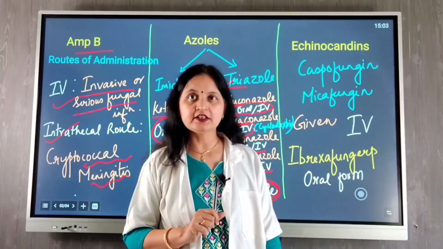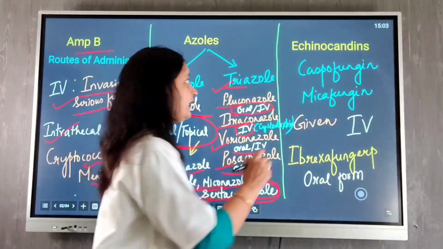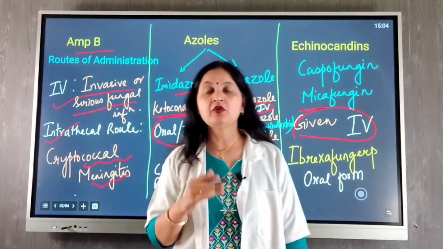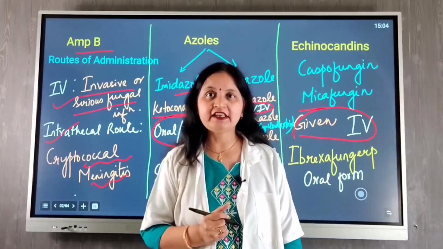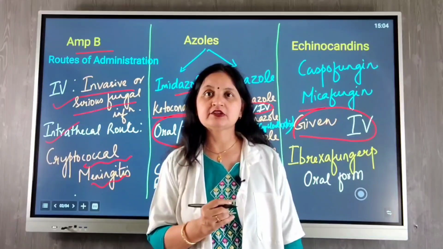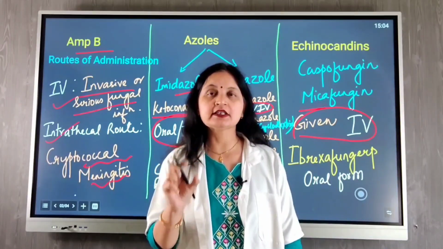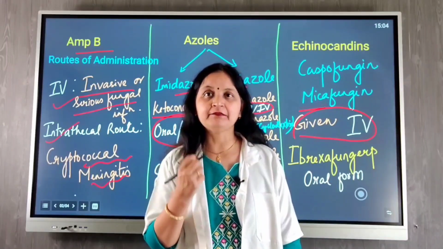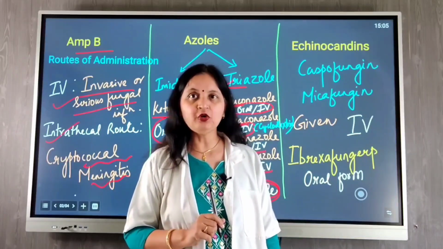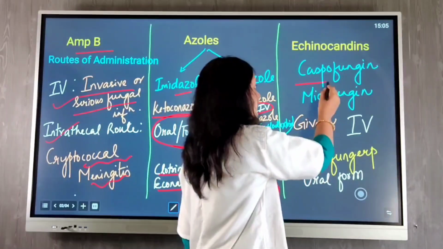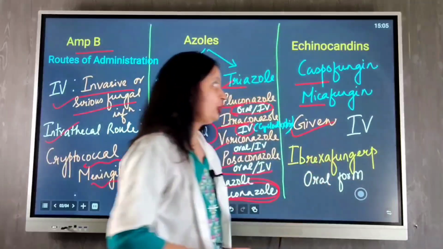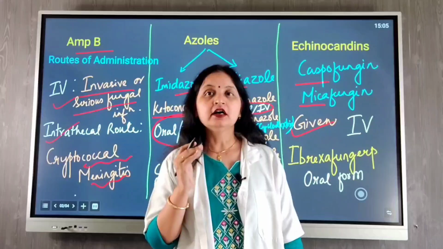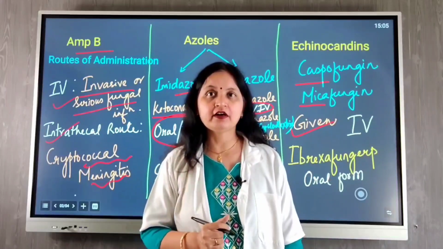Speaking about echinocandins, which includes caspofungin and micafungin, they are given intravenously for treating serious fungal infections that are resistant to other classes of antifungal drugs. So systemic mycosis such as candidiasis, aspergillosis can be treated with the echinocandin class of drugs, that is caspofungin and micafungin. They are given intravenously for treating systemic fungal infections such as candidiasis, aspergillosis, the infections that are resistant to other antifungal drugs.